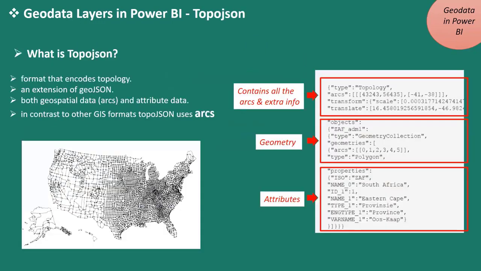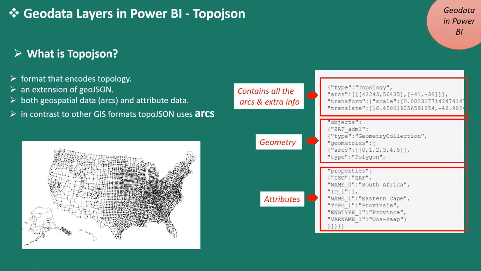What is a TopoJSON? TopoJSON is an extension of GeoJSON. It's a format that encodes topology, and it contains both geospatial data and attribute data. When we talk about attribute data, we talk about all the values that describe the geometry that we have, its numeric value. And what is interesting about TopoJSON is that it uses arcs, it uses polylines, let's say.